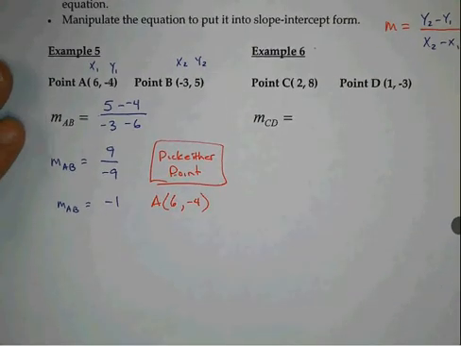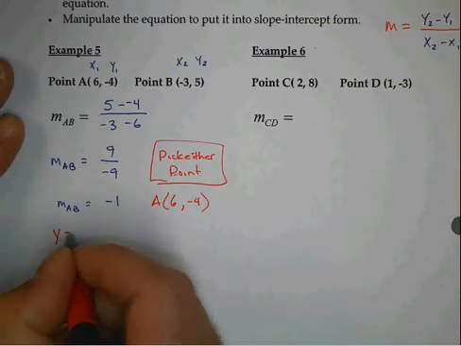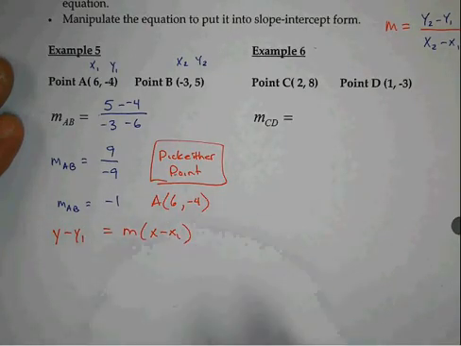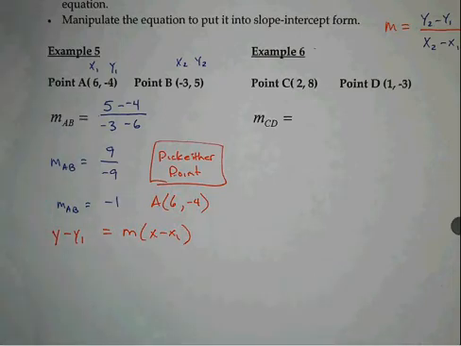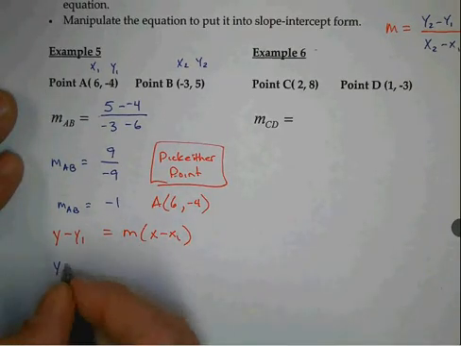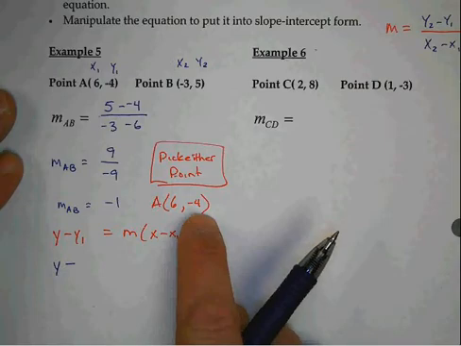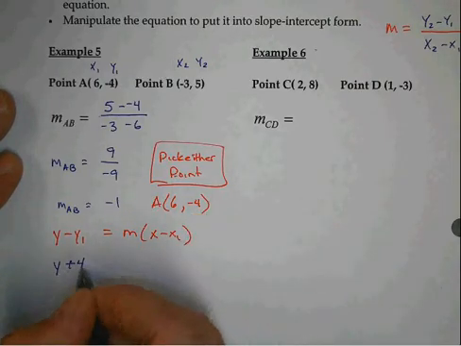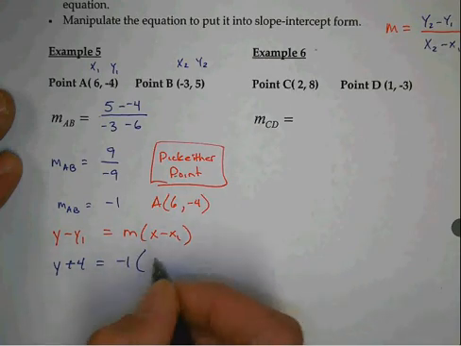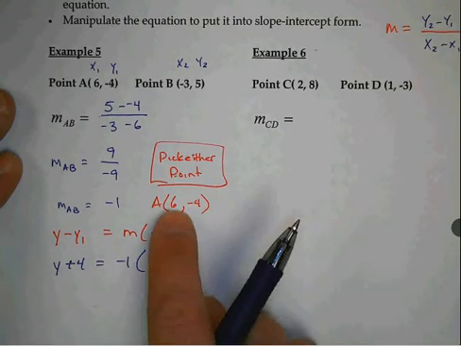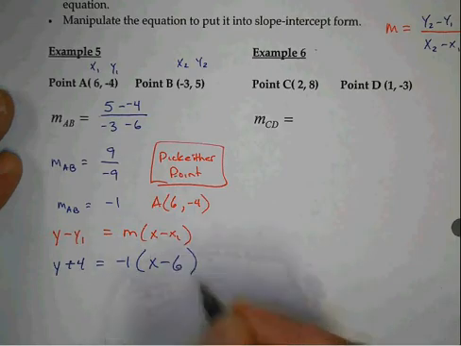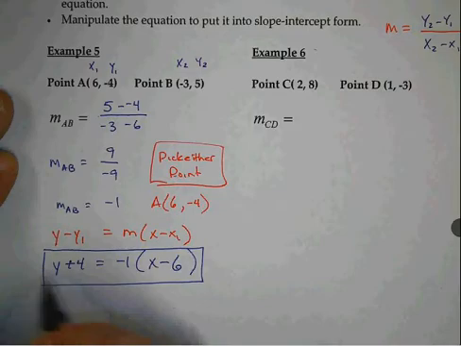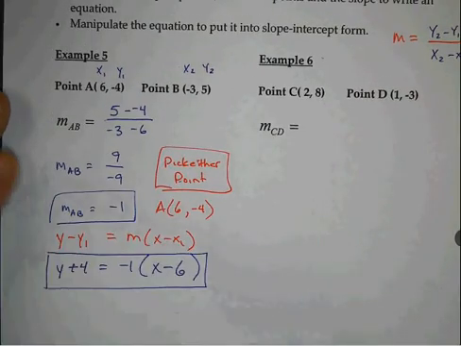And now I'm going to write an equation. Remember this form? y minus y1 equals m times x minus x1. That was called the point slope form. So I'm just going to stick in my values. y minus negative 4 becomes y plus 4 equals negative 1 times x minus x1, which is the 6. And there it is. So this is step 2, point slope. There's step 1, getting the slope.